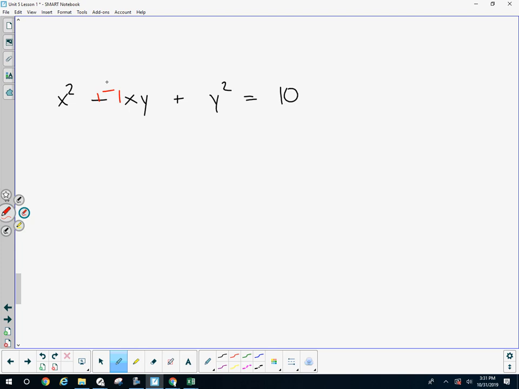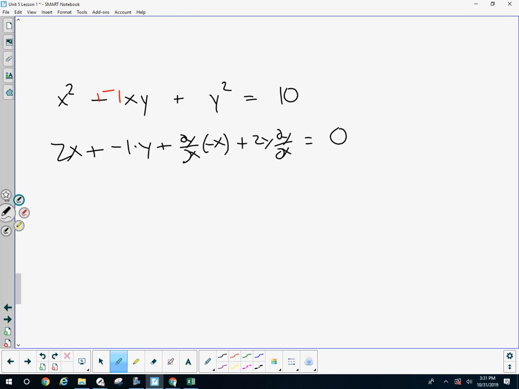No, you're good. Okay. We get 2x plus negative 1 times y plus dy dx times negative x plus 2y dy dx. Would you all have equals 0? Yeah. Any of you have equals 10? No. It's okay if you did. Everybody will make that mistake. Just remember, the derivative of 10 is 0.